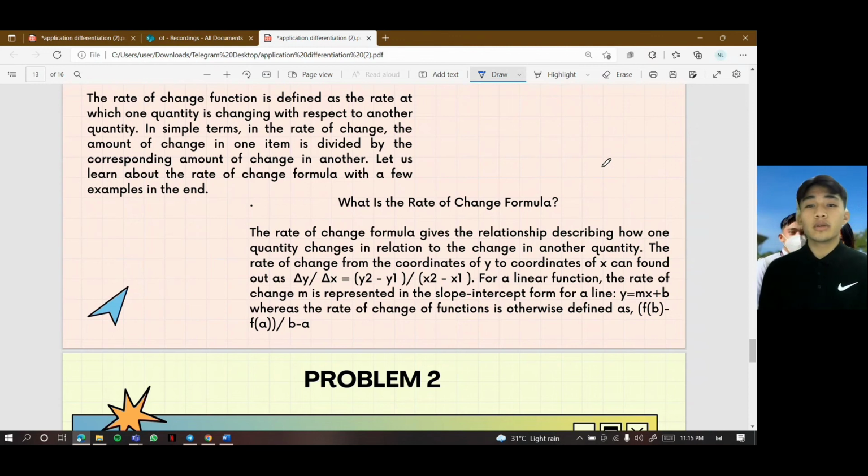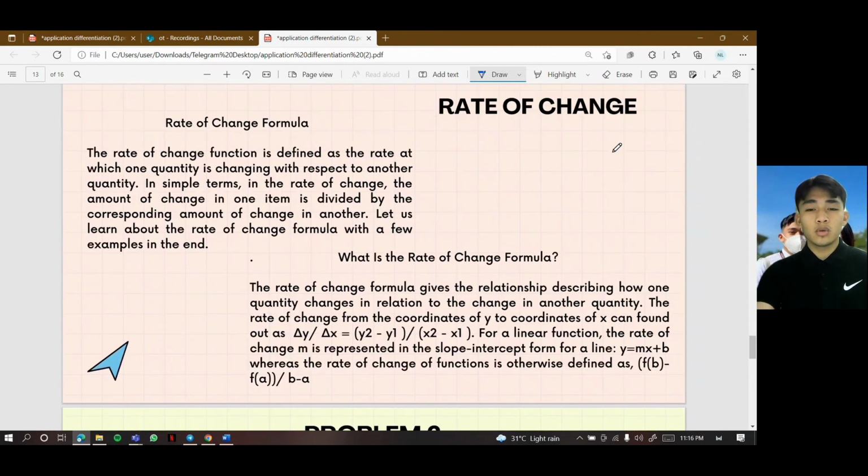For a linear function, the rate of change m is represented in the slope intercept form for a line y equal mx plus b, whereas the rate of change of a function is otherwise defined as f bracket b minus f bracket a over b minus a. Thank you. Now I give the slide to Claudia.